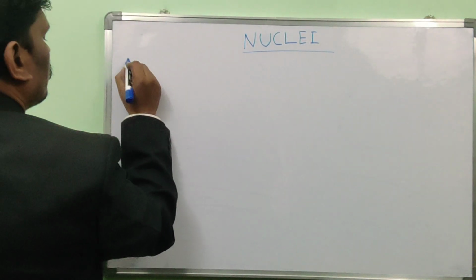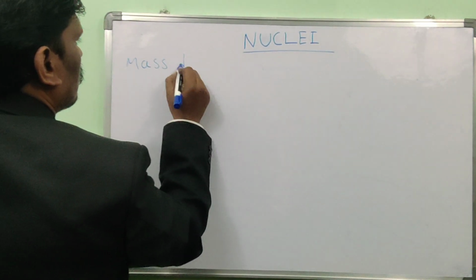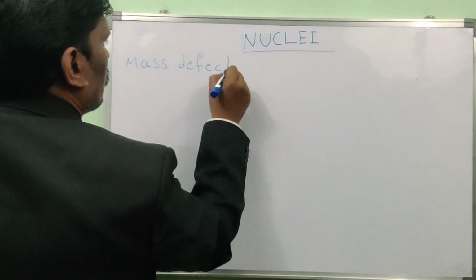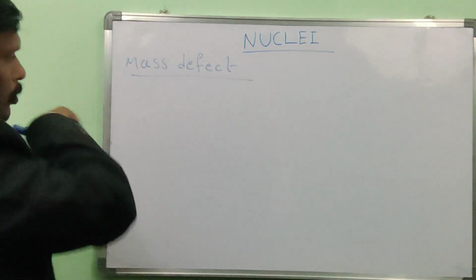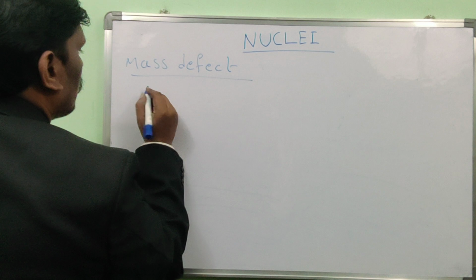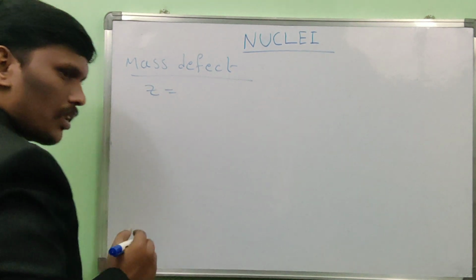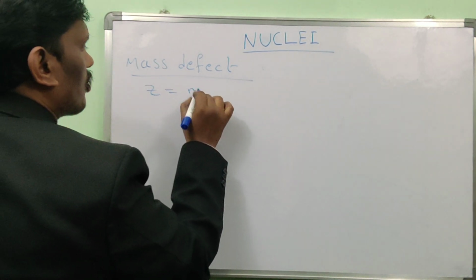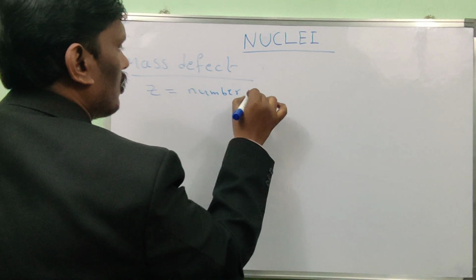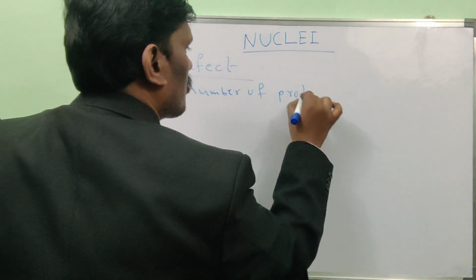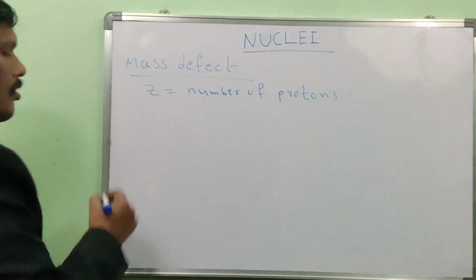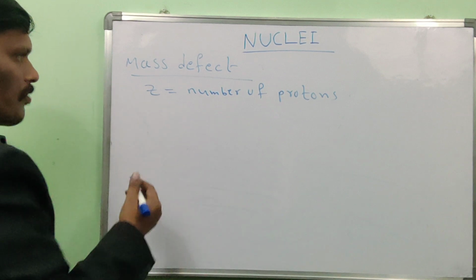Next, mass defect. Suppose I consider Z. Z means the atomic number, the number of protons. That is also known as the atomic number, of course.